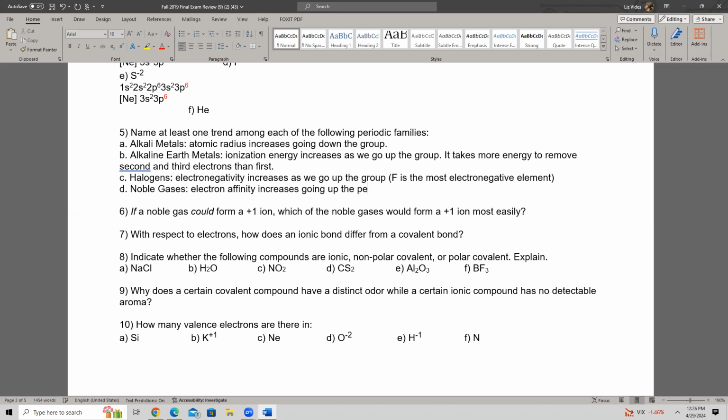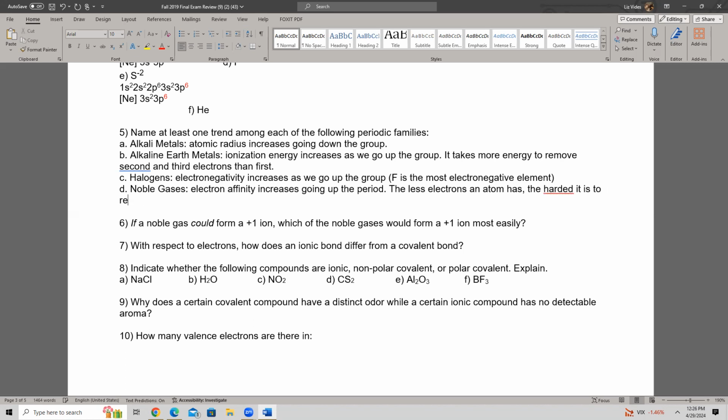And you can say the less electrons an atom has, the harder it is to remove it. Okay, harder. Supposed to be going up the period. I said group, didn't I? But I wrote period. What is it with me today? Okay, so no, we don't want that. We want period.